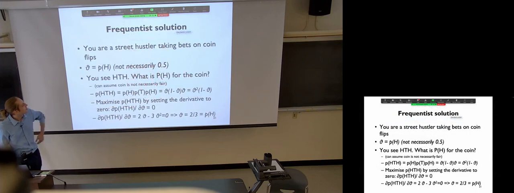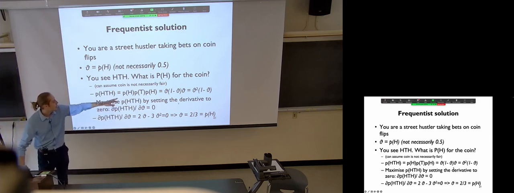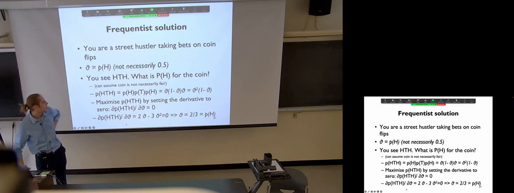Yeah, so I have them in the slides as well. Essentially, here P of H times P of T times P of H comes to theta times 1 minus theta times theta, which is theta squared minus theta cubed, and then you maximize this function by setting the derivative to 0.